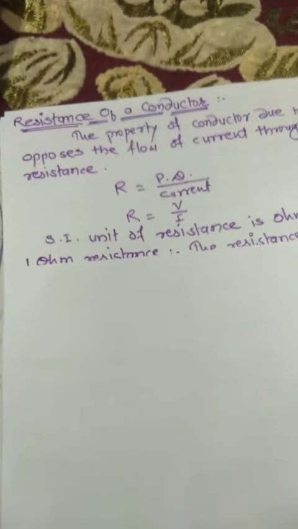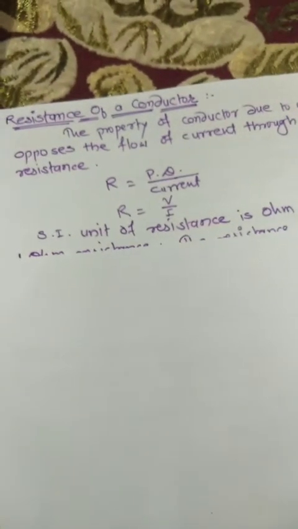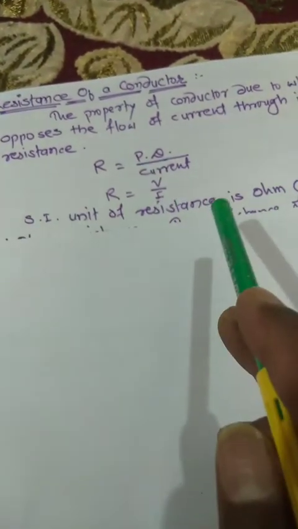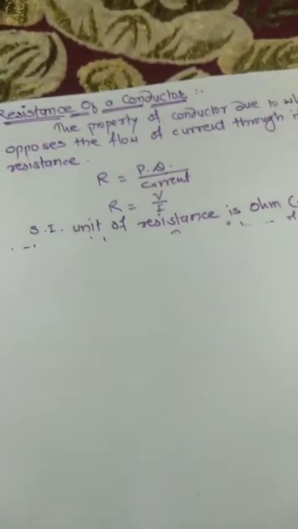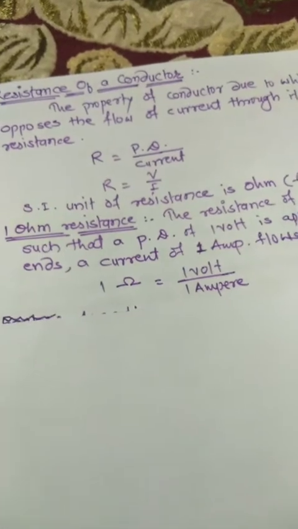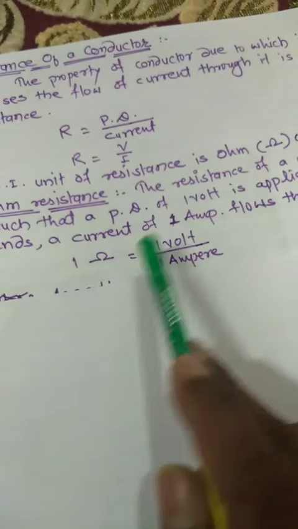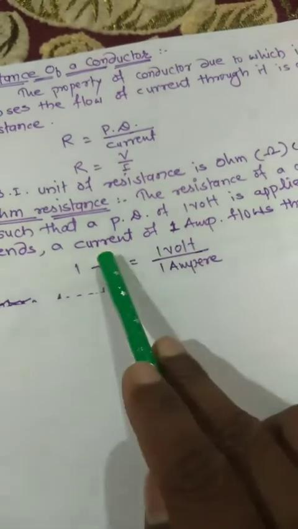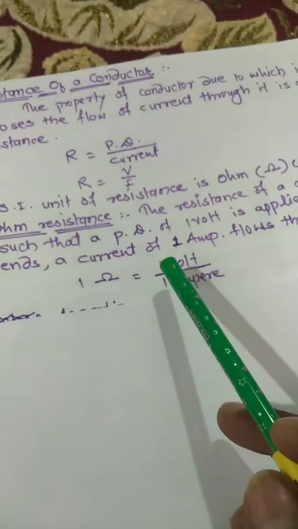In the exam, the most important question, which they ask every year, is: define the SI unit of resistance. Just now we discussed that the SI unit of resistance is ohm. So define 1 ohm. To define 1 ohm, we have to remember this formula: 1 ohm equals 1 volt by 1 ampere. If you remember this, you will get the definition of 1 ohm.